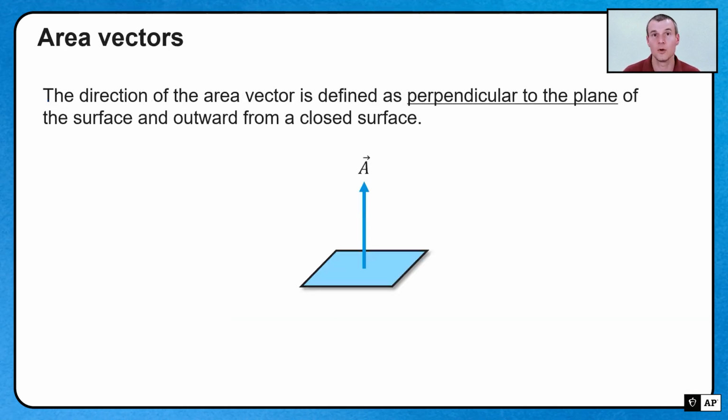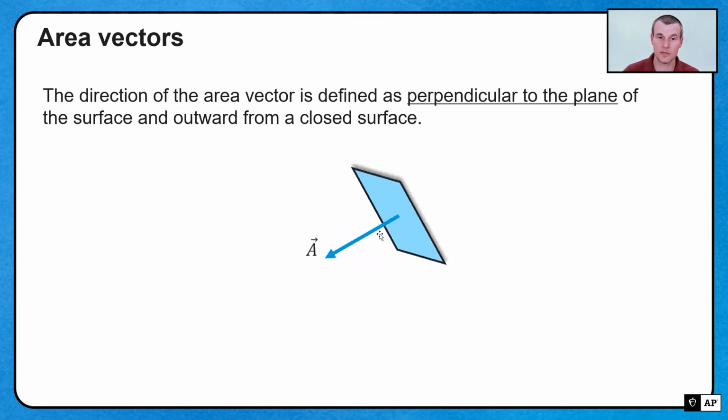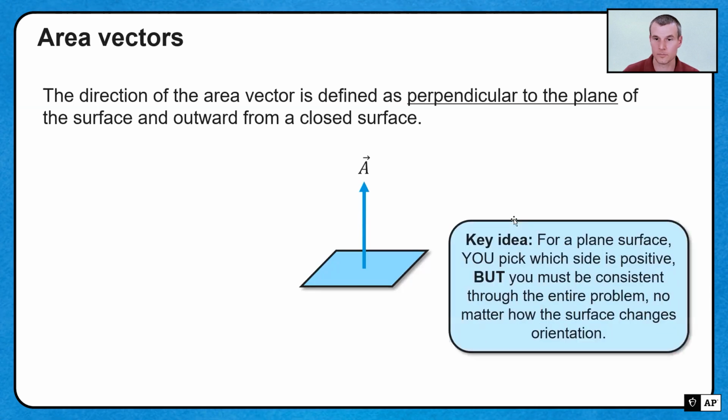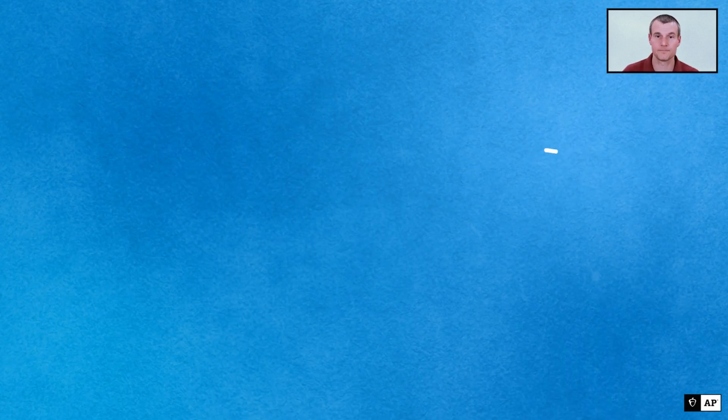To help us with that, we also have to define what areas are. Areas are defined perpendicular to the plane of the surface, outward from the closed surface. We're going to talk more about closed surfaces in a future video, but for now, just know that whatever surface you pick to be the outward surface, no matter how you rotate it, is going to be the direction that the area vector is pointing. So you pick it, but you have to be consistent through the entire problem. We'll talk more about closed surfaces in video 2 in this particular topic.